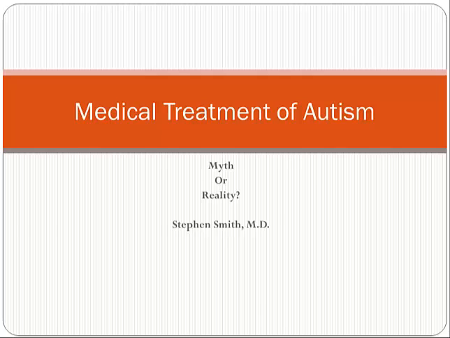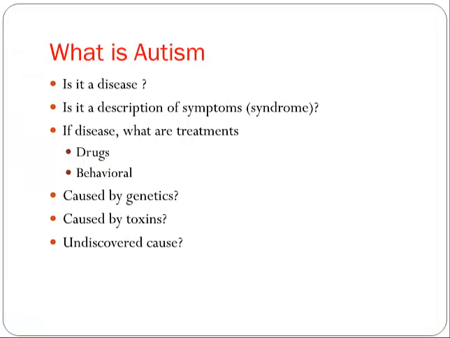I am Dr. Stephen Smith, and this presentation is on the medical treatment of autism. Is it a myth or a reality? There's a lot of misunderstanding about what the medical treatment of autism really is. To understand this, we first need to understand what is autism. Is it a disease, as we traditionally know it, or is it a description of symptoms or a syndrome?